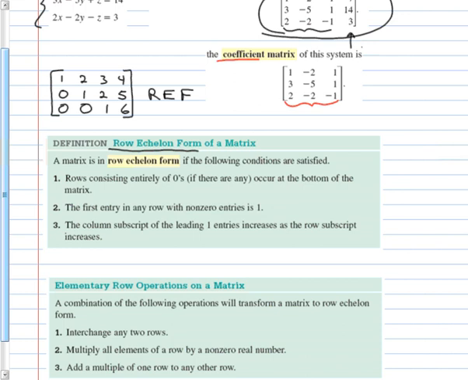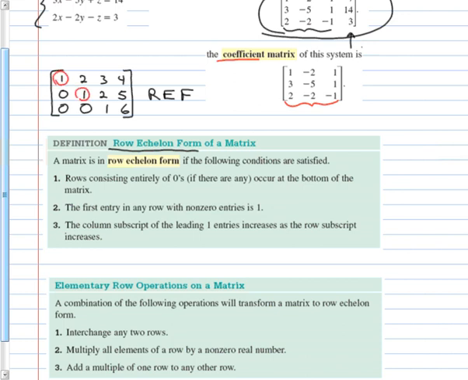It matches when I have a system. It's the same thing as triangular form. Number 1: rows consisting entirely of zeros, if there are any, need to be at the bottom. We may have everything go to 0. Well, that needs to be written at the bottom. Number 2: the first entry in any row with non-zero entries is a 1. The first entry needs to be a 1.